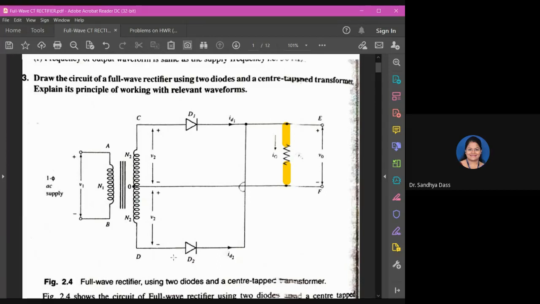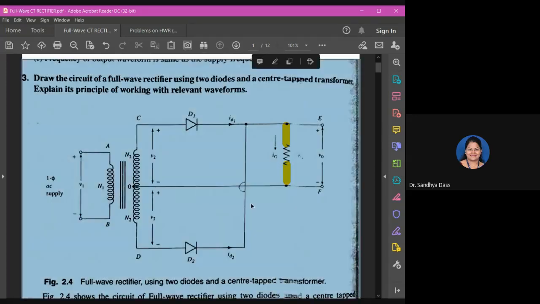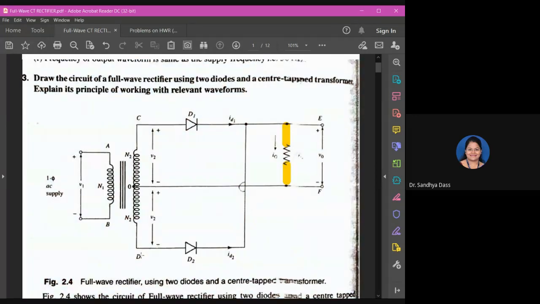So in that condition, observe the current flow. It will be from D2, then E, F, and O, and back to D. So there is no connection here. Note here, there is a jumper there. There is no connection as such. So the current path will be D via the D2 diode, going to E, F, O, and D.